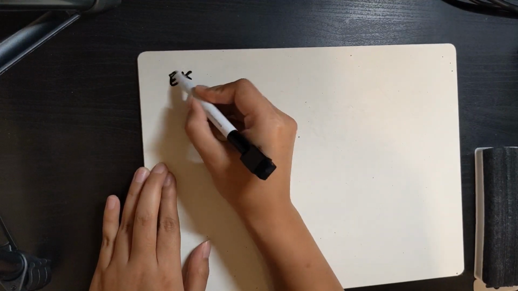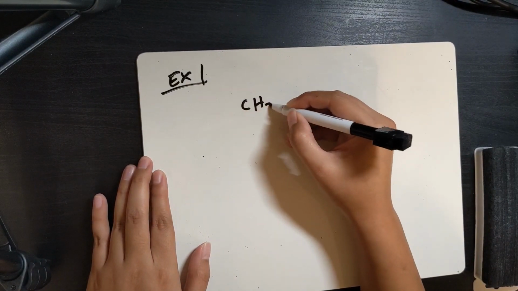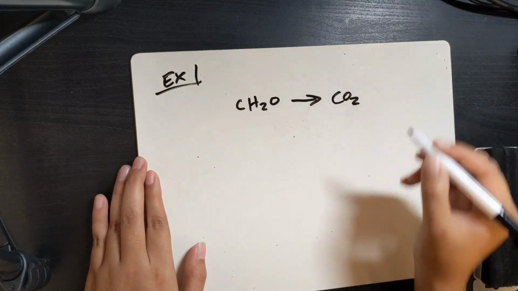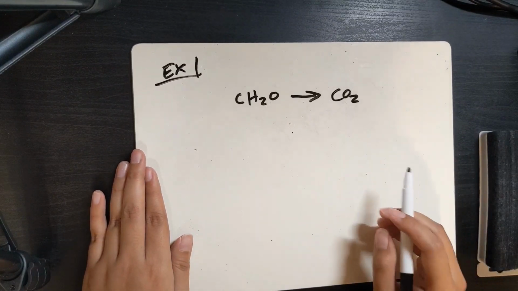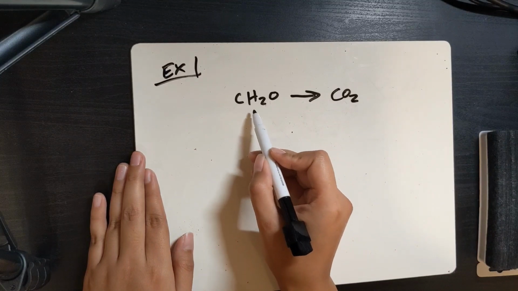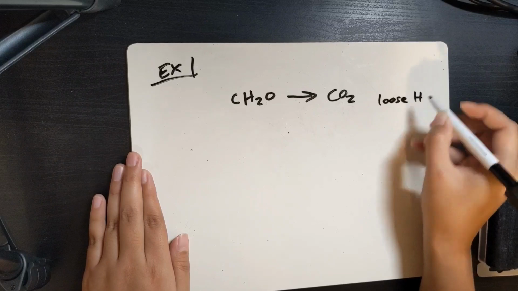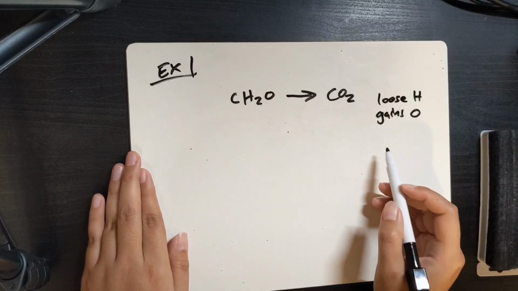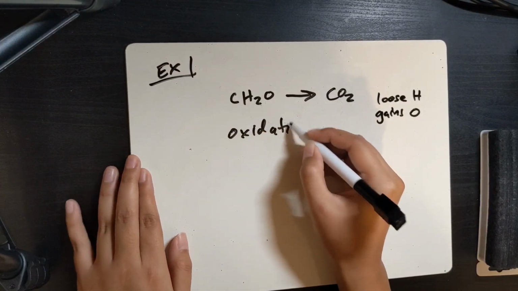In this example, we have carbohydrate gets converted to carbon dioxide. Is this an oxidation reaction or reduction reaction? Well, you can tell that the carbon loses hydrogen. It had gained oxygen. So you can tell it's an oxidation reaction.